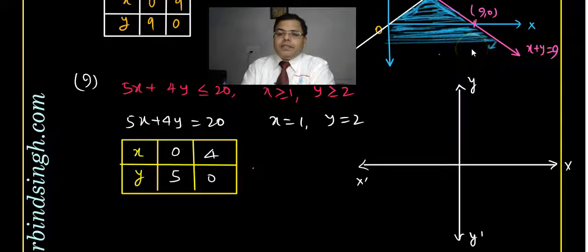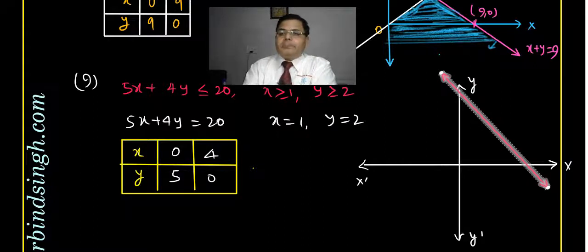So the graph will be like this one, because x is 5 and y is slightly less. So the graph can be like this only. This is the line that can be described as 5x plus 4y is equal to 20.